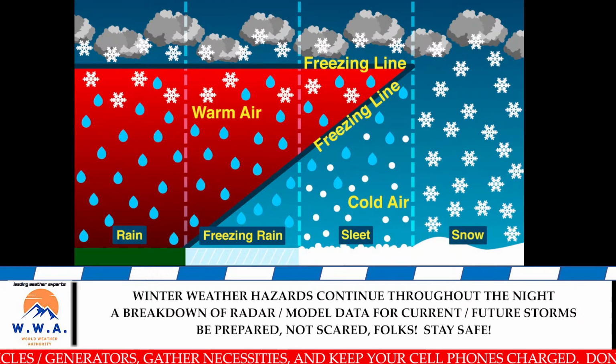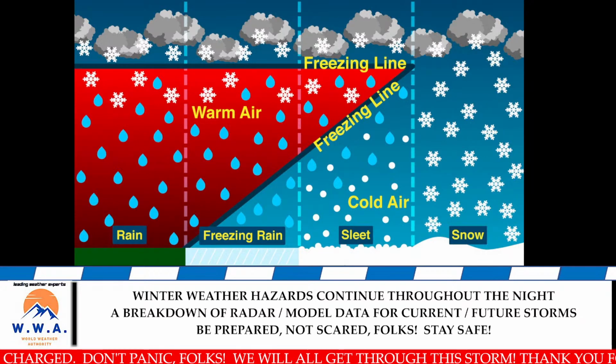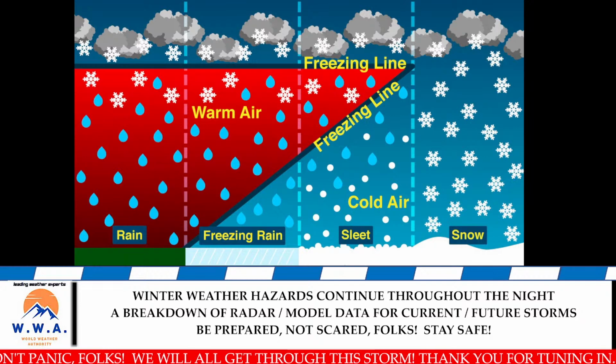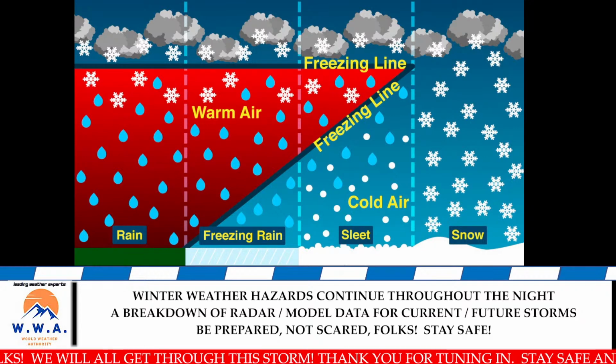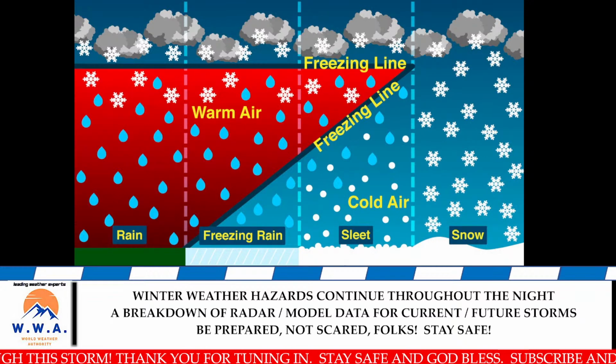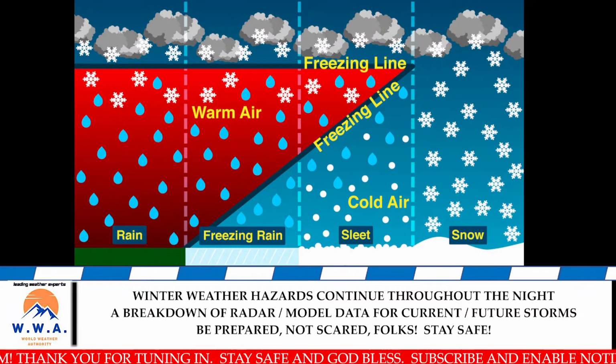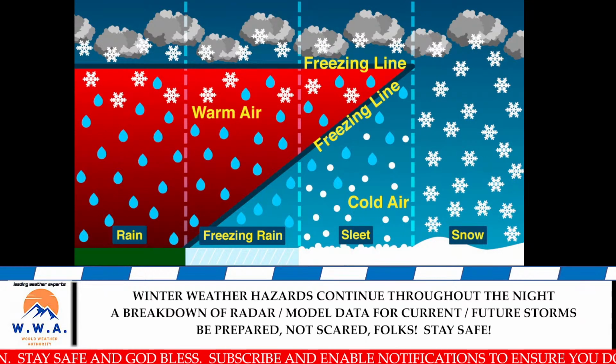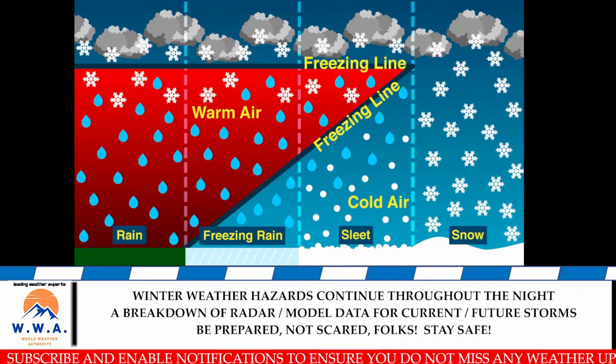So basically, freezing rain has a shallower thickness of colder air near the surface, and sleet has a much broader area of colder air near the surface. Just to reiterate, freezing rain occurs when the layer of freezing air is so thin that the raindrops do not have enough time to freeze before reaching the ground. Instead, the water freezes on contact with the surface. This creates a coating of ice on anything the raindrops contact, so it's very dangerous.